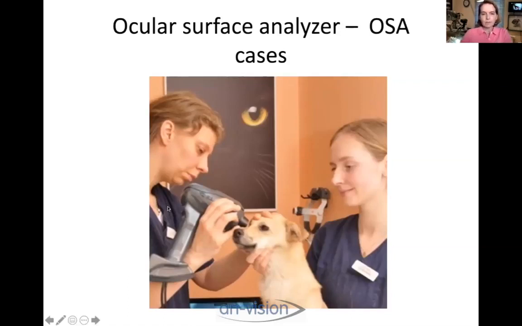This is the ocular surface analyzer in place, and actually if you're used to the system and you have everything set up and ready, it's a quick exam. In people, they call it the 4-minute exam. So you can actually do it in a few minutes and you get very refined information, as I showed you, about the tear film layers.